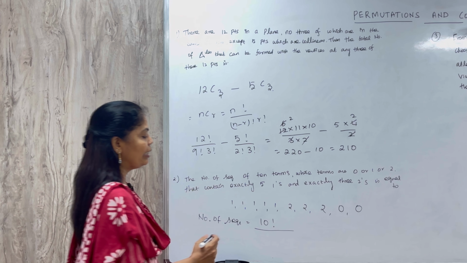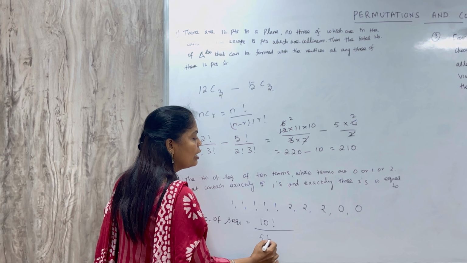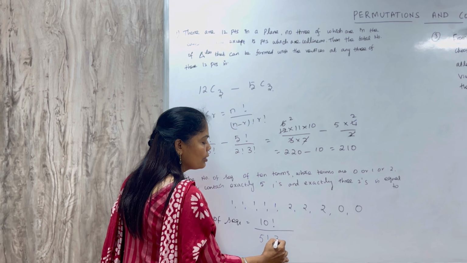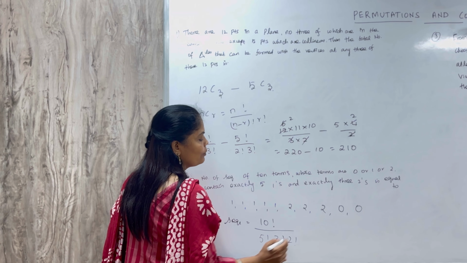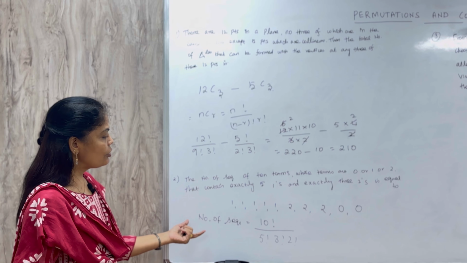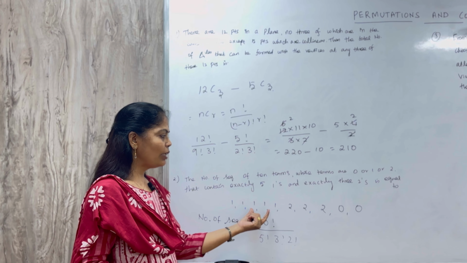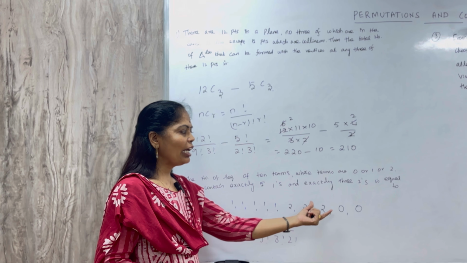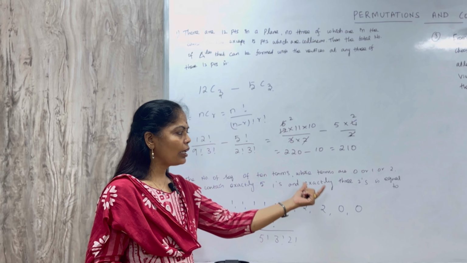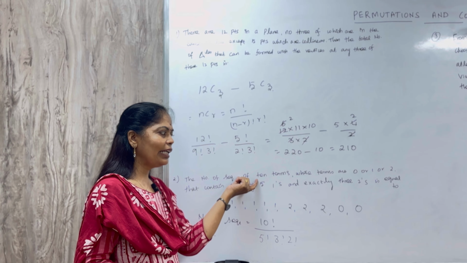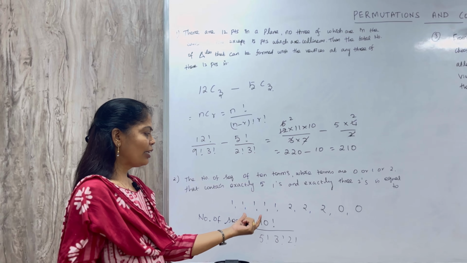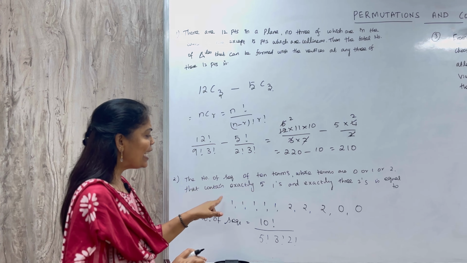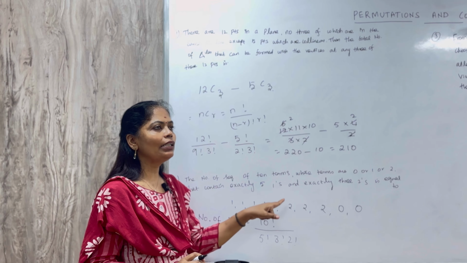1 is coming 5 times, so 5 factorial, and 2 is repeating 3 times, and 0 is repeating 2 times. So the number of sequences, they have given 5 ones and 3 twos. The remaining I am filling with zeros, 2 zeros, because the sequence contains 10 terms. Okay. So 10 factorial, all the 10 numbers, each number can occupy all the 10 places.